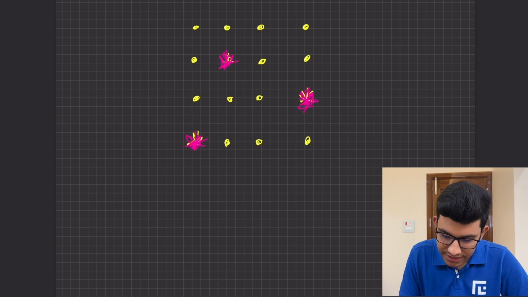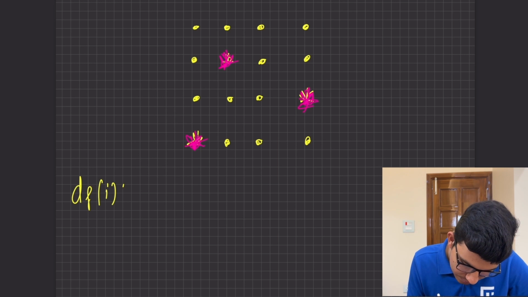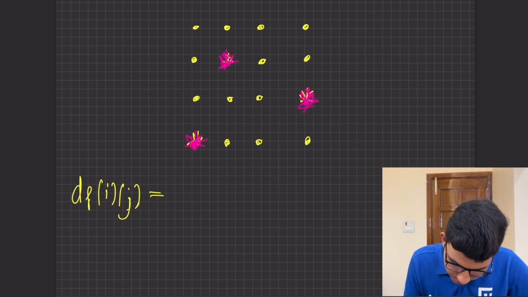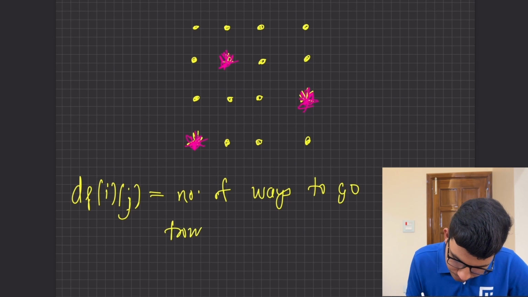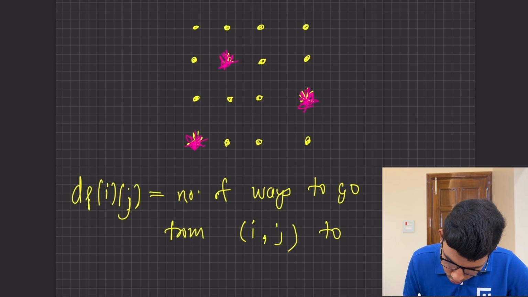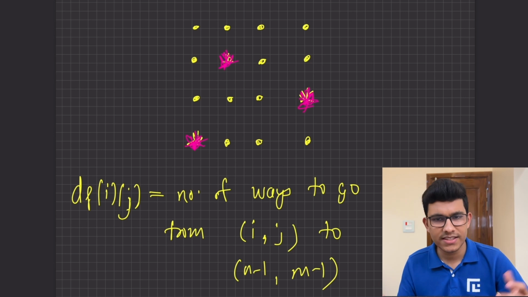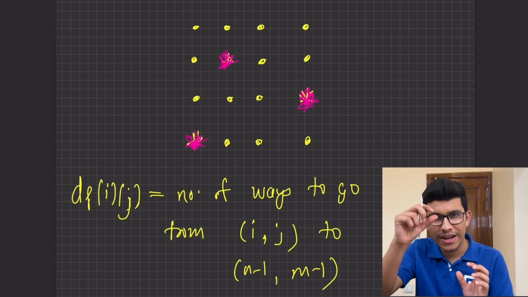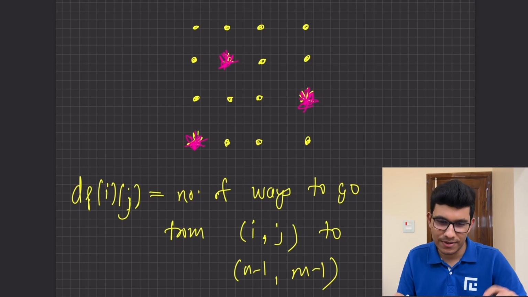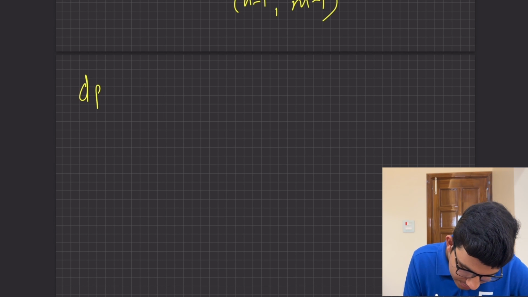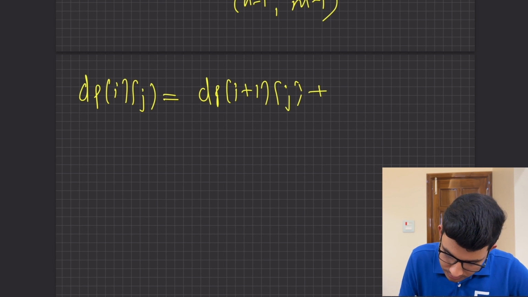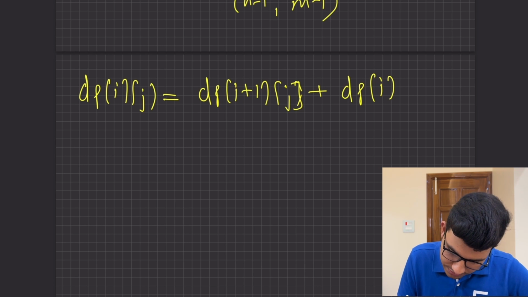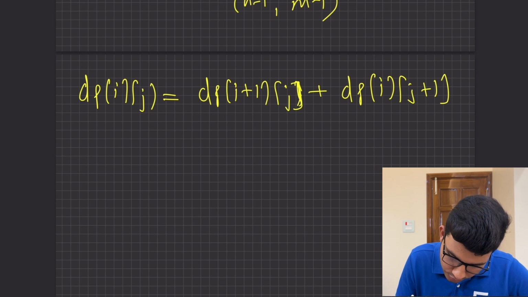We can simply define our DP state now. We can say that dp of i, j is equal to the number of ways to go from i comma j to n minus 1 comma m minus 1. Correct? This is what we can write. The transitions are pretty obvious. From i comma j, you can go to i plus 1 comma j and i comma j plus 1. So the transition could be this: dp of i comma j is equal to just dp of i plus 1 comma j plus dp of i comma j plus 1. Correct? This is what we can write.